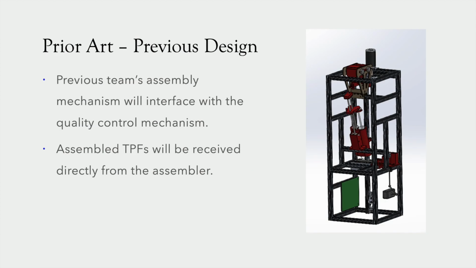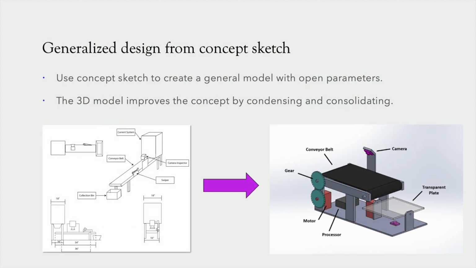This is the previous team's design. This is the assembler, and it will be interfacing with our quality control mechanism. Assembled toothpick flags will be received directly from this assembler. Our generalized design from the concept was to create a general model with open parameters that we could adjust as analysis improves. The 3D model improves the concept by condensing and consolidating.